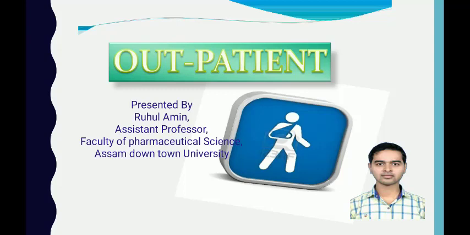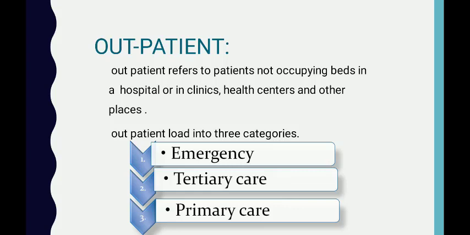Good morning everyone. In this slide we will see about outpatients. An outpatient is a patient who does not occupy a bed in the hospital, in clinical healthcare or another place. Outpatient load falls in three categories: emergency, tertiary and primary.